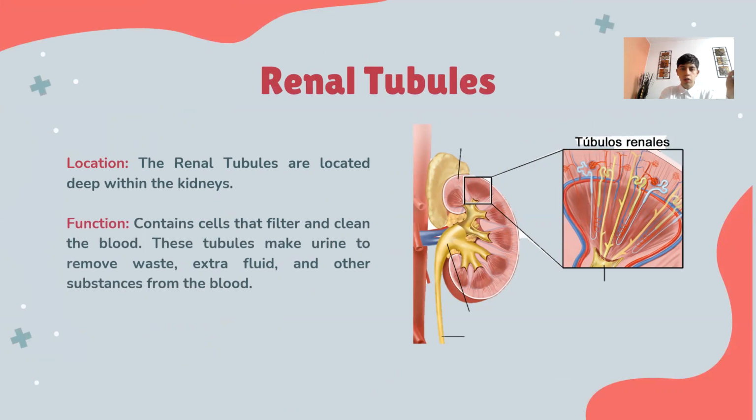The next one are the renal tubules. The renal tubules are located deep within the kidneys, and they contain cells that filter and clean the blood. These tubules make urine to remove waste, extra fluid, and other substances from the blood.